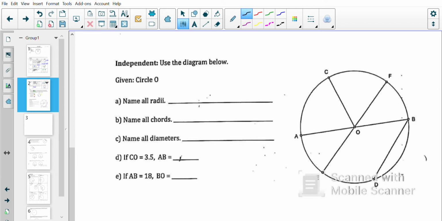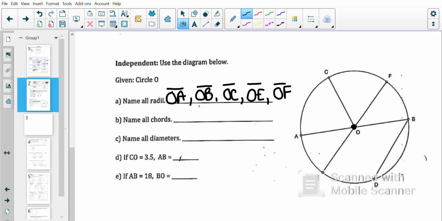So we want to name all of the radii. Well, remember, the radius has to start from the center and go to the rim. So we have segments OA, OB, OC, OE, and OF are all radii. Now you could have listed those in any order. There's no specific order that they had to be listed.